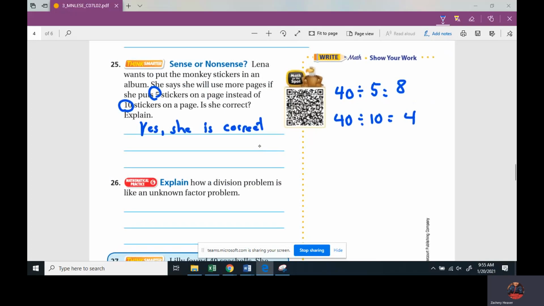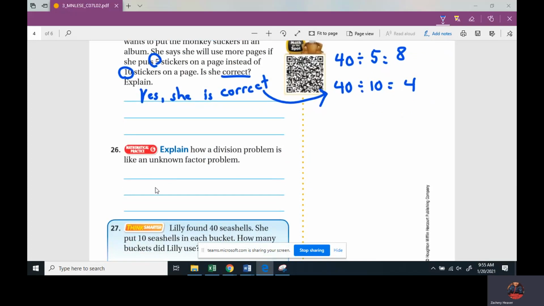You know what I'm gonna do? I'm just gonna draw an arrow to show my work. You don't have to rewrite it. Just draw an arrow to show your work. Yes, she is correct. Let me write correct a little bit better. Correct's right here. Yes, she is correct.